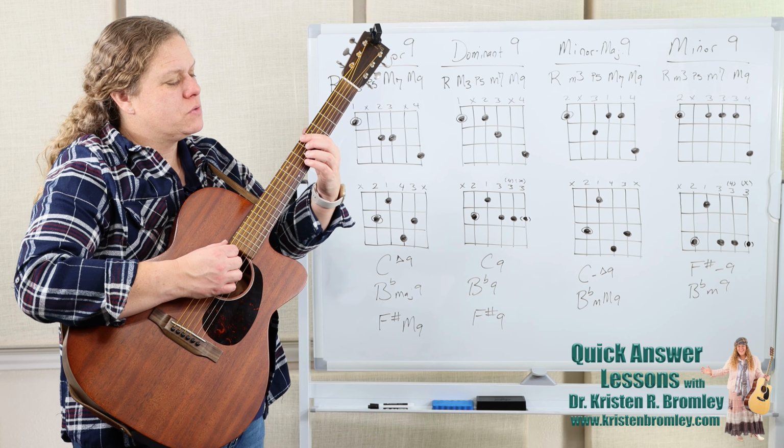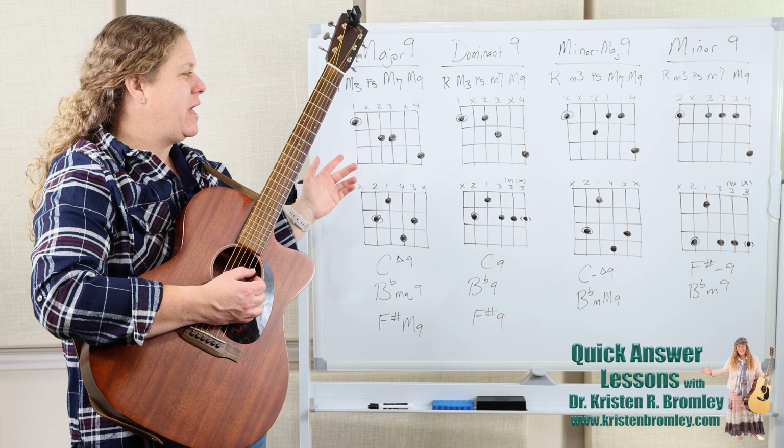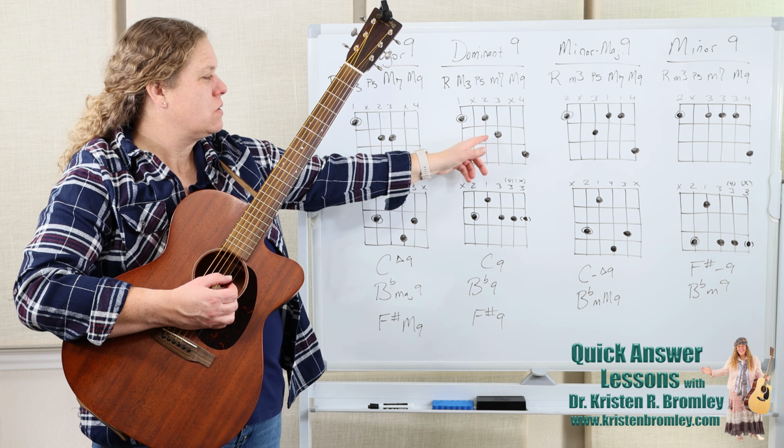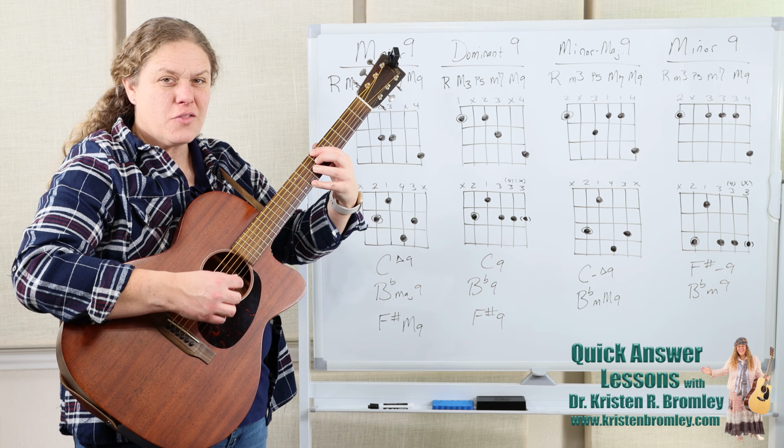Now, the one difference between the major 9 and the dominant 9 is that the 7th is flatted. So you'll notice between this one and this one, all we've done is move that finger down 1. Otherwise, it's the same chord.